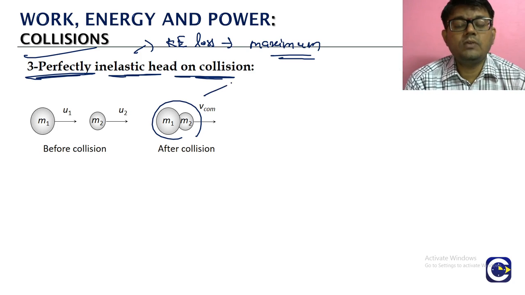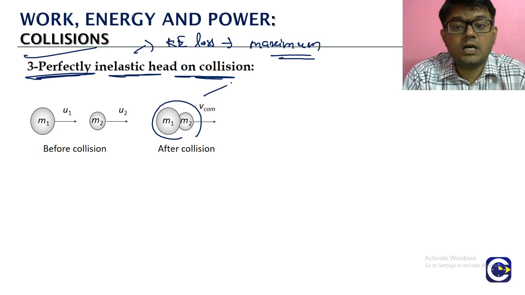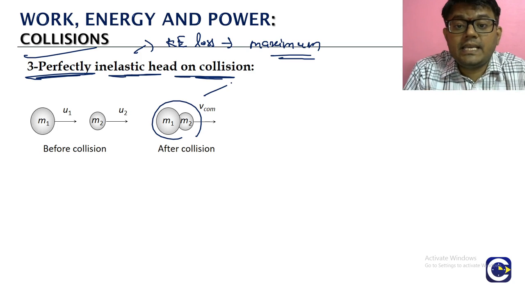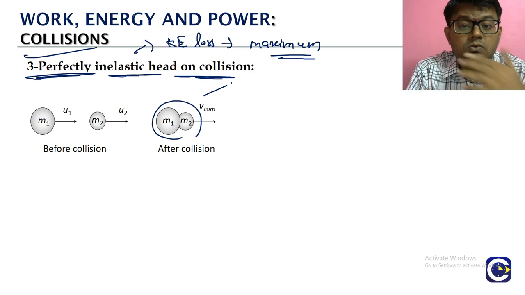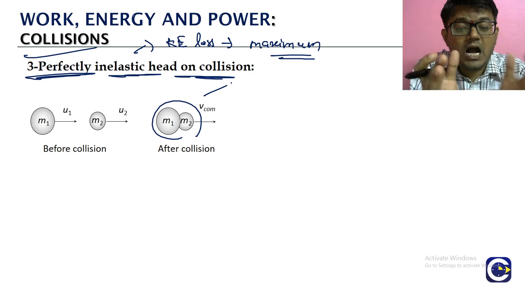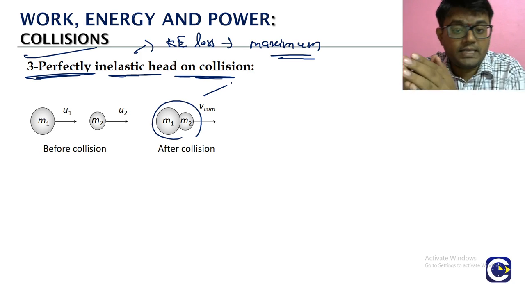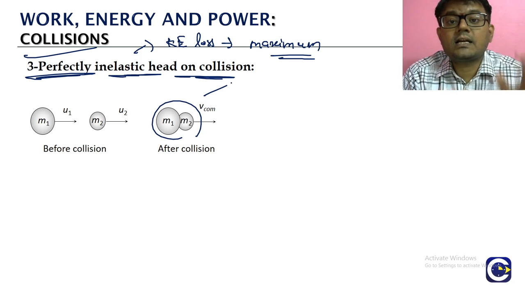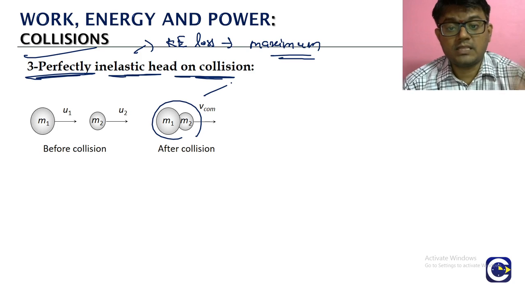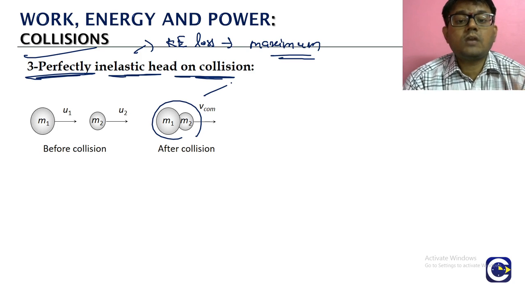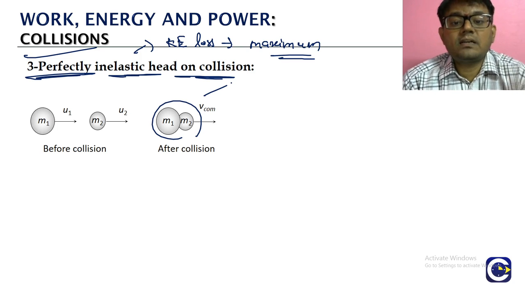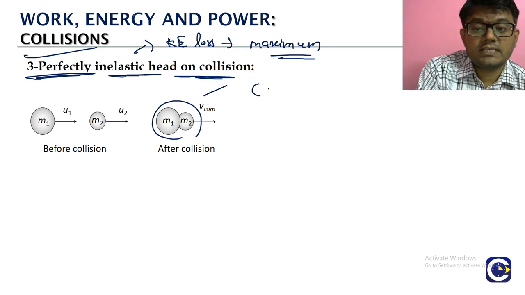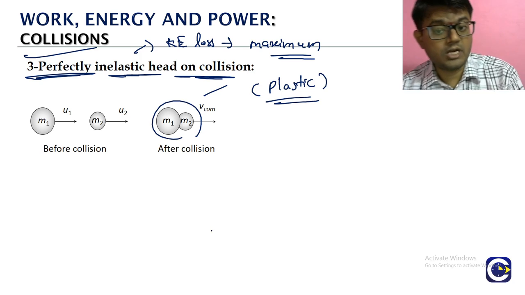So in case of a head on collision, the kinetic energy loss is going to be maximum when the two objects, after collision, are sticking and moving together. Then the kinetic energy loss will be maximum in that particular scenario. So that is what we take as perfectly inelastic collision. You can also call it by the name plastic collision.